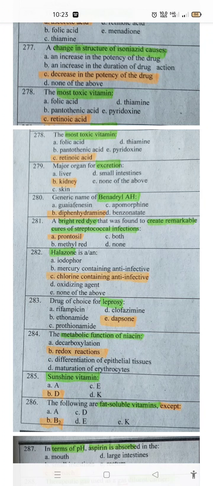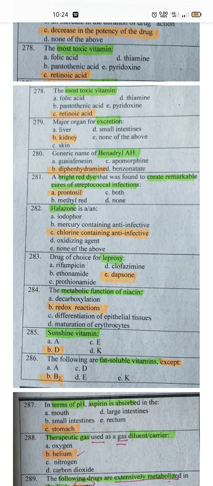280, the generic name of Benadryl is diphenhydramine. 281, a bright red dye that was found to create remarkable cures for streptococcal infection is your Prontosil. It is also found that it caused remarkable cures of streptococcal infection in mice.